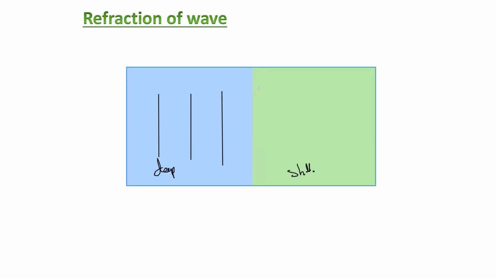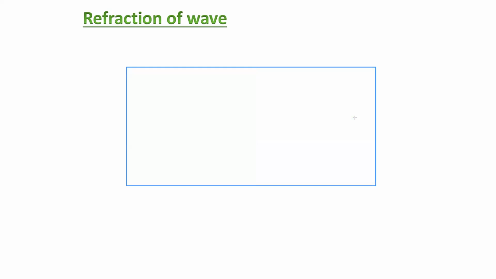So the moment these wavefronts enter a shallow region, the waves slow down, so the wavelength decreases. So what we'll observe is that the wavefronts come closer to each other. So as the wave travels from deep region to shallow region, the wavelength decreases, the speed decreases, but the frequency remains unchanged. But if part of the wave is in a deep region and some part is in a shallow region, then what we will observe, like there's a boundary, this line is representing a boundary between deep and shallow.